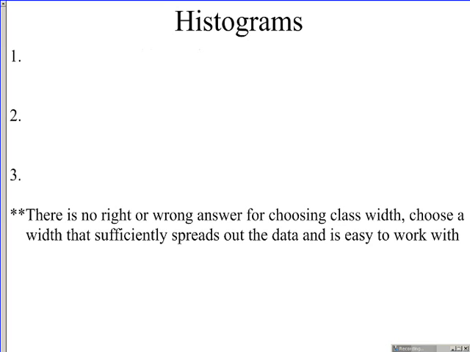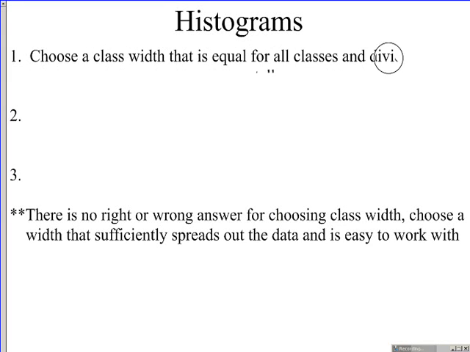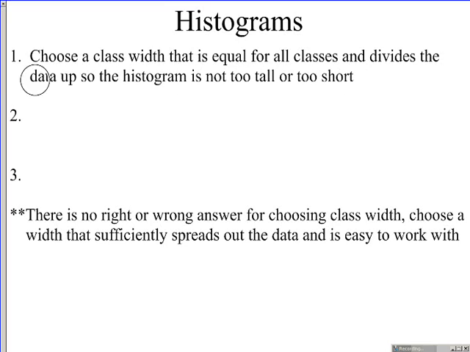Histograms. For a histogram, you're going to choose a class width that is equal for all classes and divides the data up so that the histogram is not too tall or too short. Pretty general. In other words, there isn't a right or wrong answer. Choose a class width that's easy to work with. If you're talking about a data set that goes from 0 up to 500, probably dividing up into 5 classes may not be enough. Typically 8 to 10 classes are kind of a ballpark number that you may want. But again, there is no right or wrong answer. Choose enough so that it sufficiently spreads out the data and it's easy to work with.